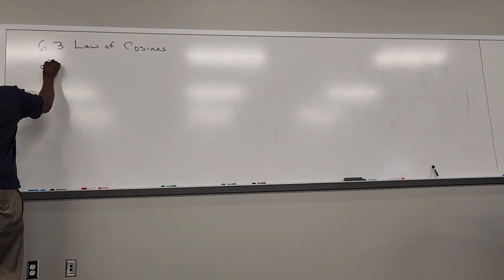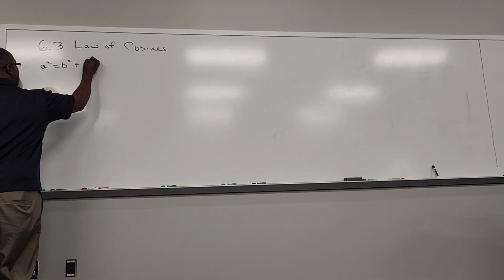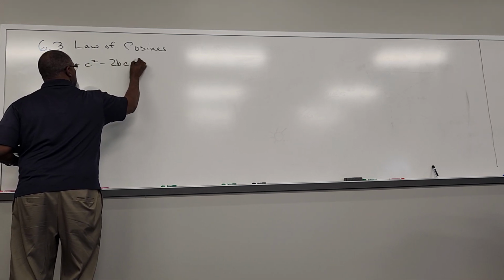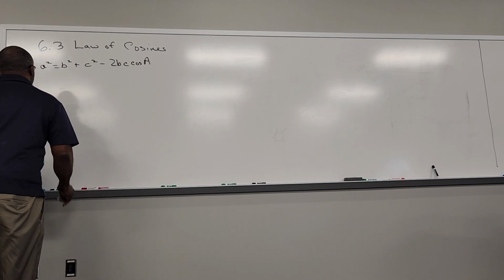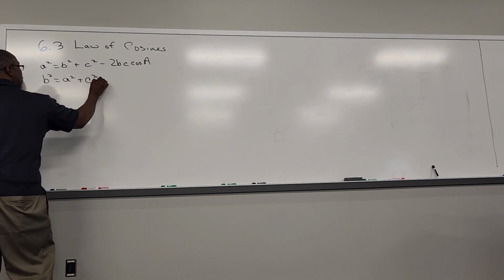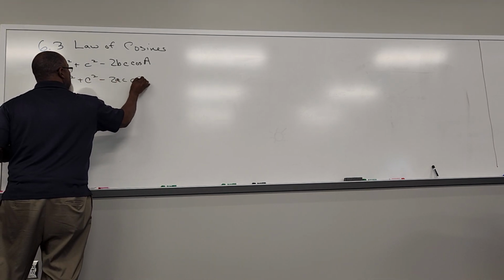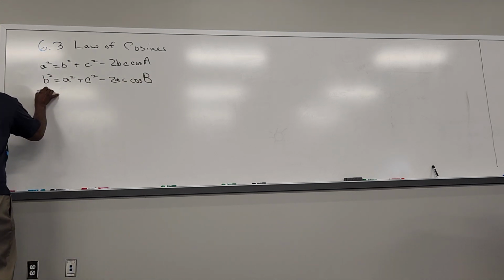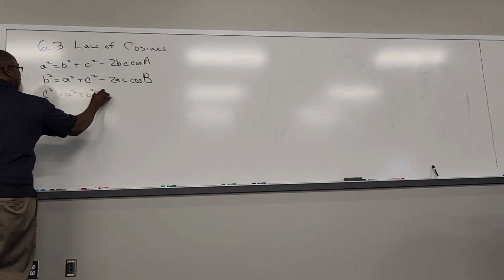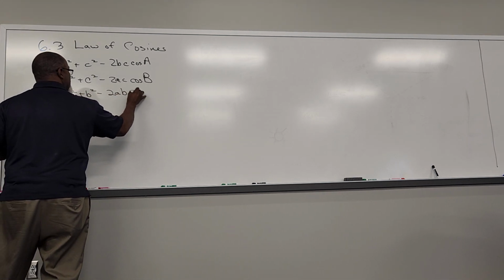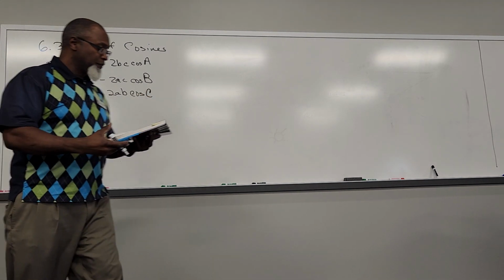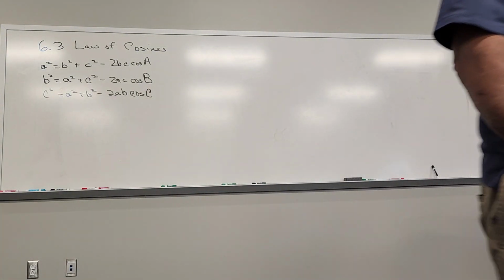There are three versions. A squared equals B squared plus C squared minus 2BC cosine of angle A. B squared equals A squared plus C squared minus 2AC cosine of angle B. And finally, C squared equals A squared plus B squared minus 2AB cosine of angle C. Those are the three versions of the law of cosines.